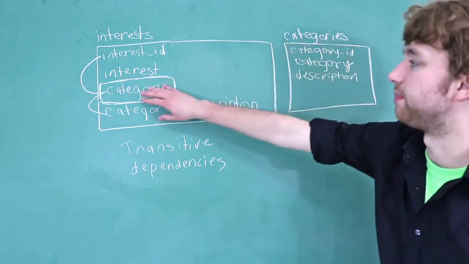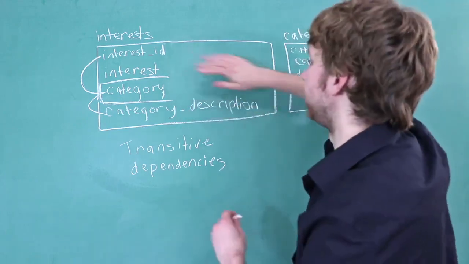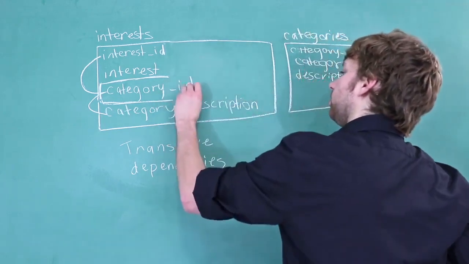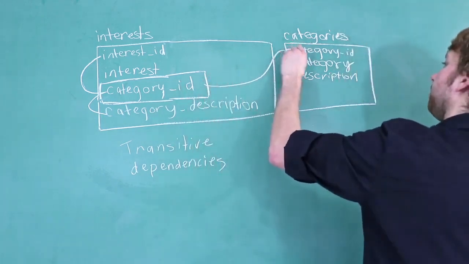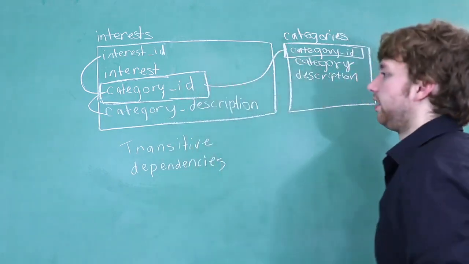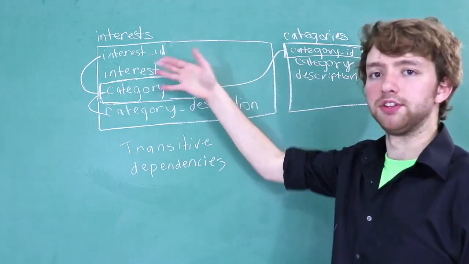But how do we fix this mess over here? What you do is you replace this with a category ID. And that is going to reference this category ID over here. So that's your foreign key reference. Then you're just going to delete this category description because it's not needed in this interest table.